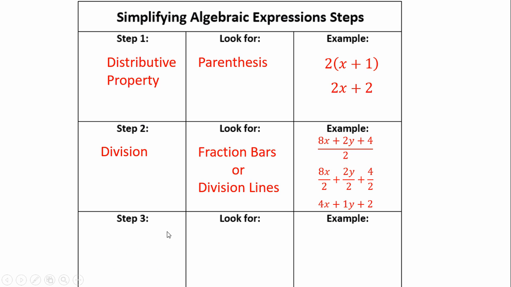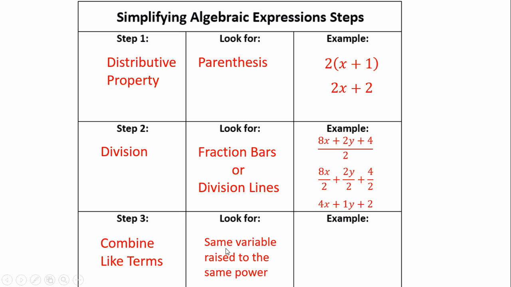Then next, we want step 3, and that is to combine like terms. After you've done these steps, see if there are any terms that can be combined. So what are we looking for? The same variable raised to the same power. And if you do not have a variable, like constants, numbers without variables, then they are like terms.